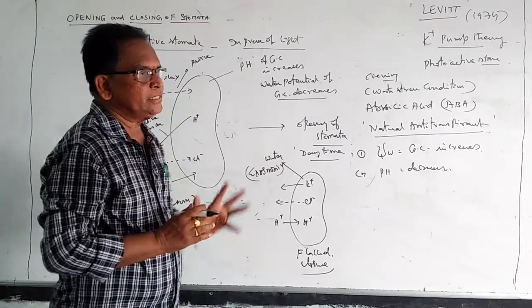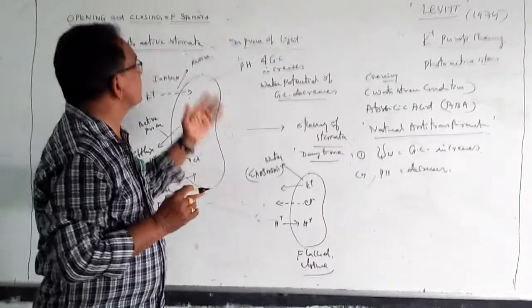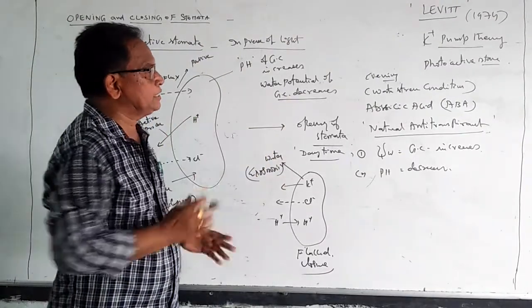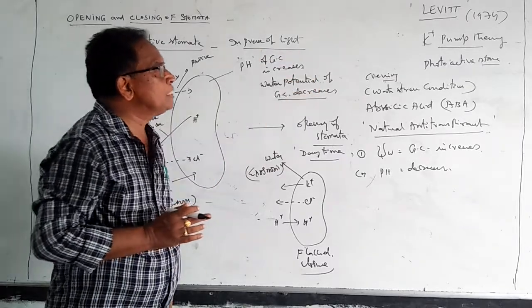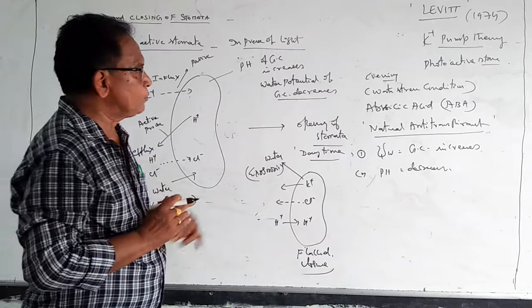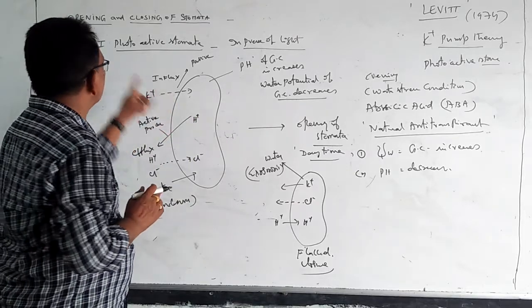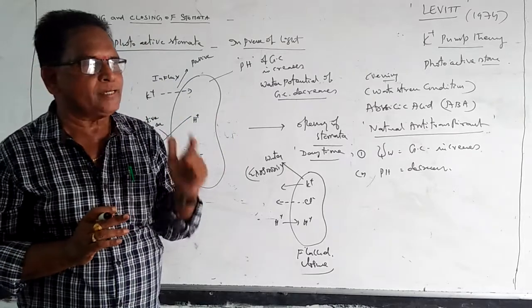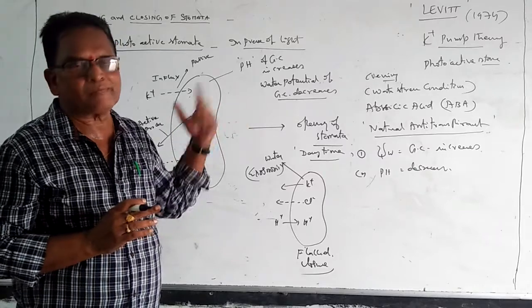That is how the opening and closing of the stomata depends upon the turgidity and flaccidity of the guard cells. This type of mechanism was given by Levitt. This mechanism is known as potassium pump theory. Only the potassium cations are mainly responsible for opening and closing of the stomata. All this mechanism is applicable to photoactive stomata. Photoactive stomata means those stomata which open in presence of sunlight. This is a common feature. We can observe this feature in most of the angiosperms.